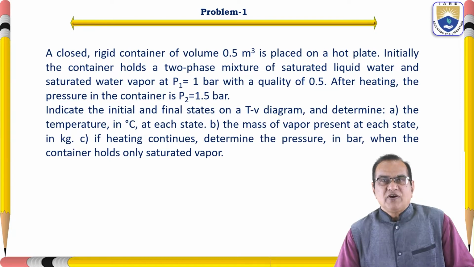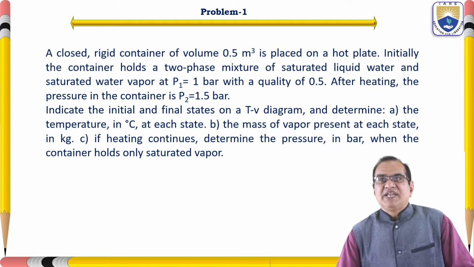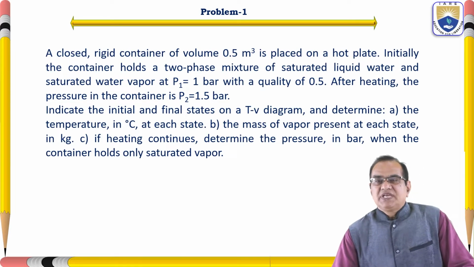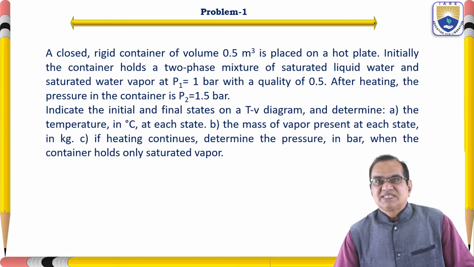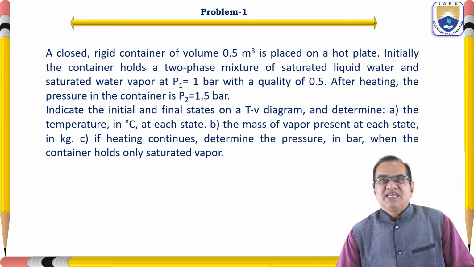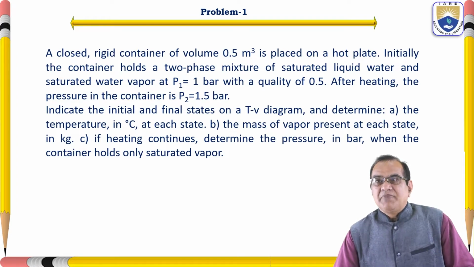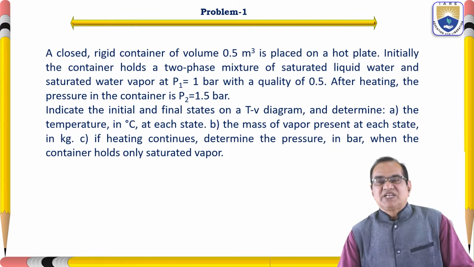So what we have to find out? We have to indicate the initial and the final state on a TV diagram and determine: A, the temperature in degree centigrade at each state. B, the mass of vapor present at each state in kg. C, if heating continues, determine the pressure in bar when the container holds only saturated vapor.